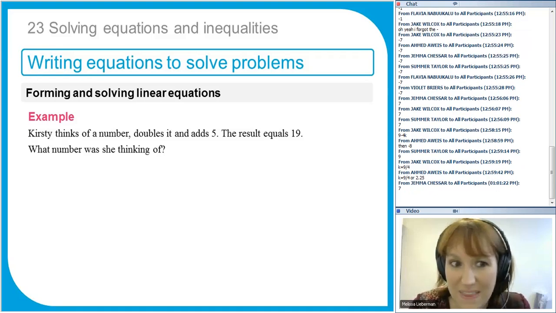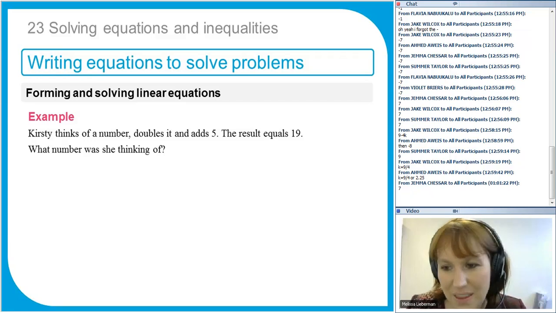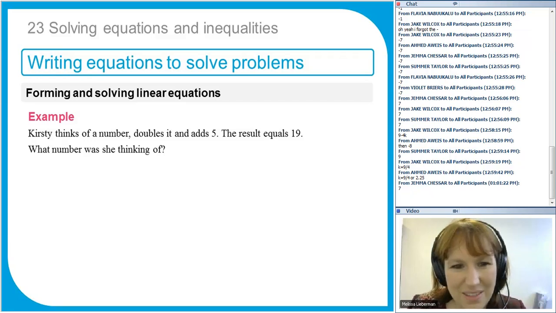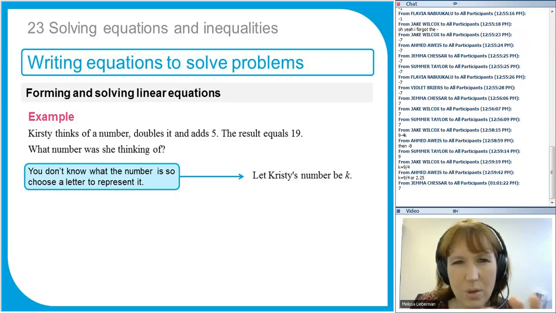So we want to write this as an equation. Let's just call the number that Kirsty is thinking of. I think, Gemma, you're saying that she's thinking of 7. Yeah, good. You've just undone what's been done. So you started with 19, subtracted 5, and then halved it to get the answer. You can do it that way if you want to, but it doesn't always work for more complicated ones.